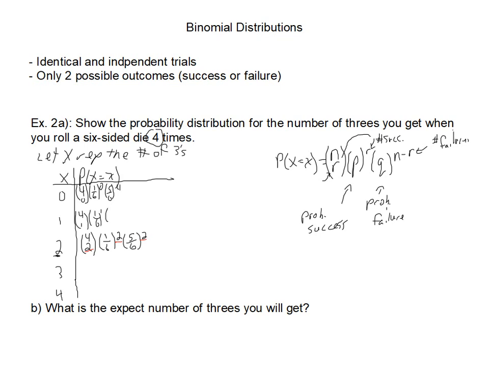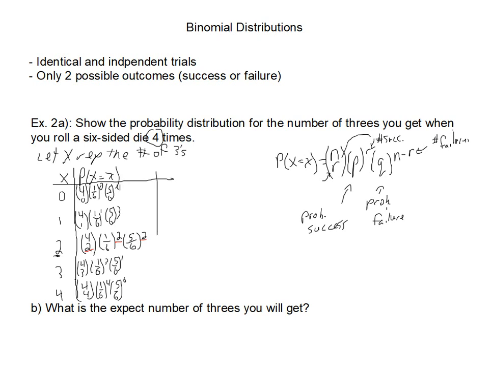1/6 to the 1, 5/6 to the 4, 3. You can see why a spreadsheet would be useful here. We're doing a lot of the same things over and over again. Whoops, that's a bad looking 6. A spreadsheet will save a little bit of time. Whoops, this is 5/6, and we want 1 of those. And our last one here, 4 choose 4, 1/6 to the 4, 4 successes, which means that we have 0 failures.